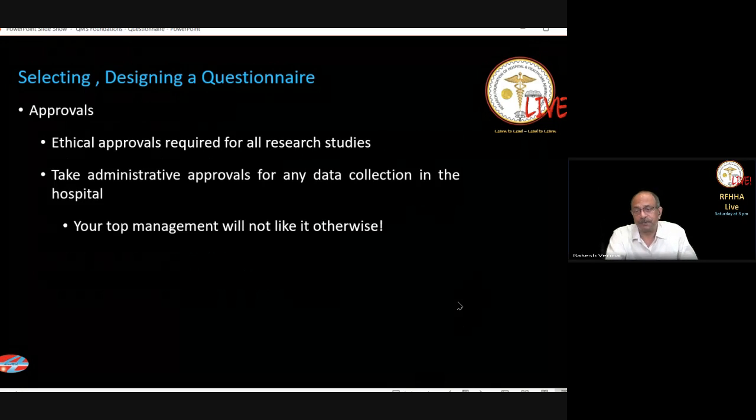The next one is important. We have to have approvals before administering the questionnaire. When you are administering a questionnaire for a research study, yes, you need an ethics committee approval. This is natural. All of us know it. Whenever we do a study in our MD, MS or any research program, we take the ethics committee approval. But whenever we are using a questionnaire for collecting other kind of data, which is not research, but we are collecting data, patient satisfaction is one example.